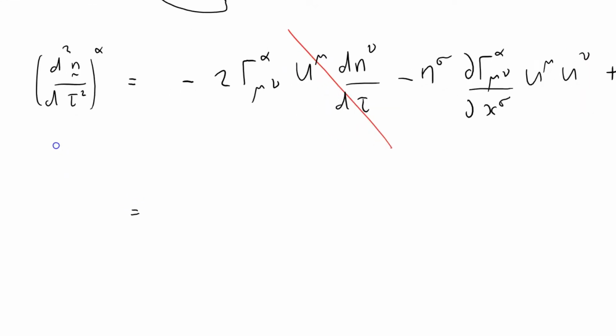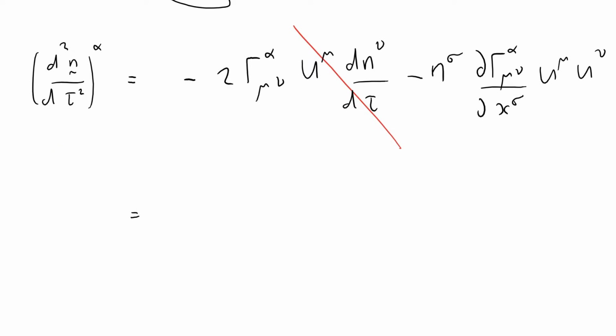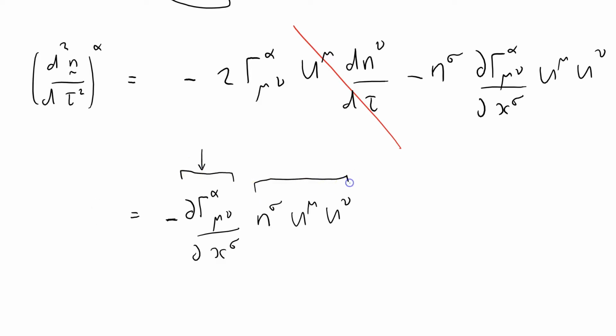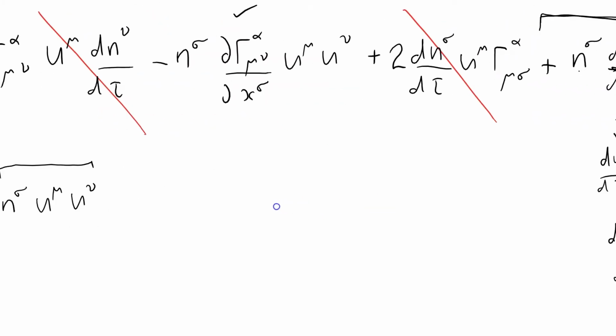So what have I got left? What I'm going to do is write the terms in a standard format. Mu nu by di x sigma, n sigma, u mu, u nu, and that's a negative sign. So I'm going to try and write the differential terms and the Christoffel terms first, and then the u's and the n's here. So we've done that one, tick. That term's cancelled.